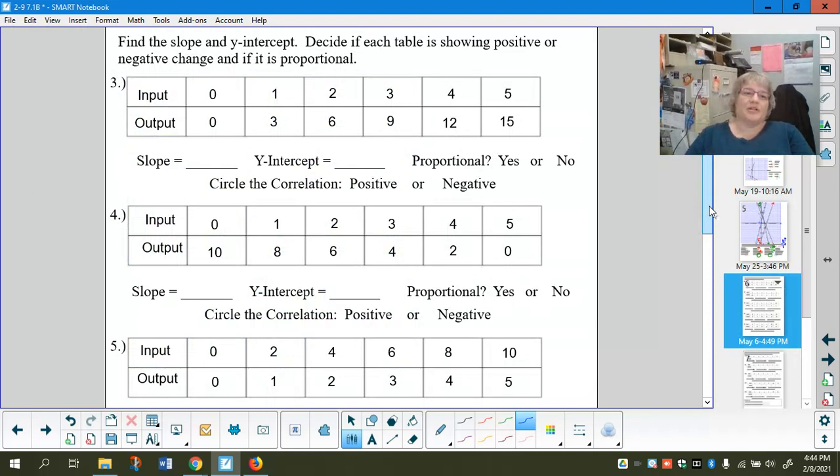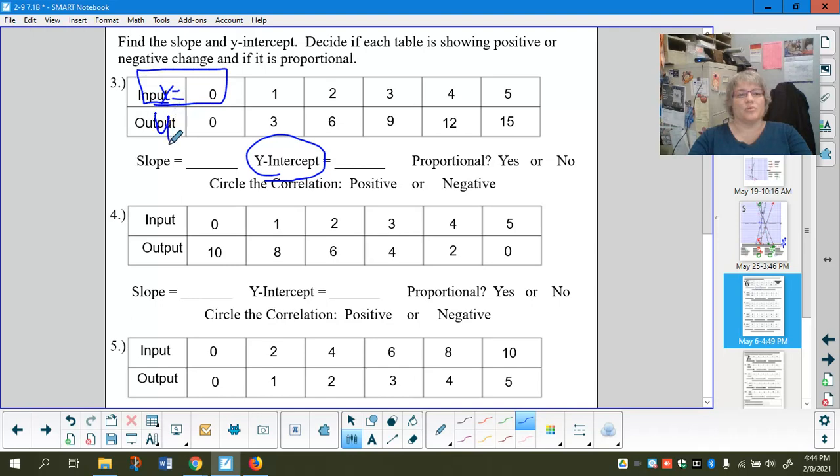Now we're using a table. When we have a table, we need to find the slope and the y-intercept and decide if each table is showing a positive or negative change and if it's proportional. So we're going to do y-intercept first. The y-intercept is where the line crosses the y-axis. That's always going to happen where the input, or the x as we call it, equals 0. Wherever x equals 0, the output, which is the y part, is the y-intercept.